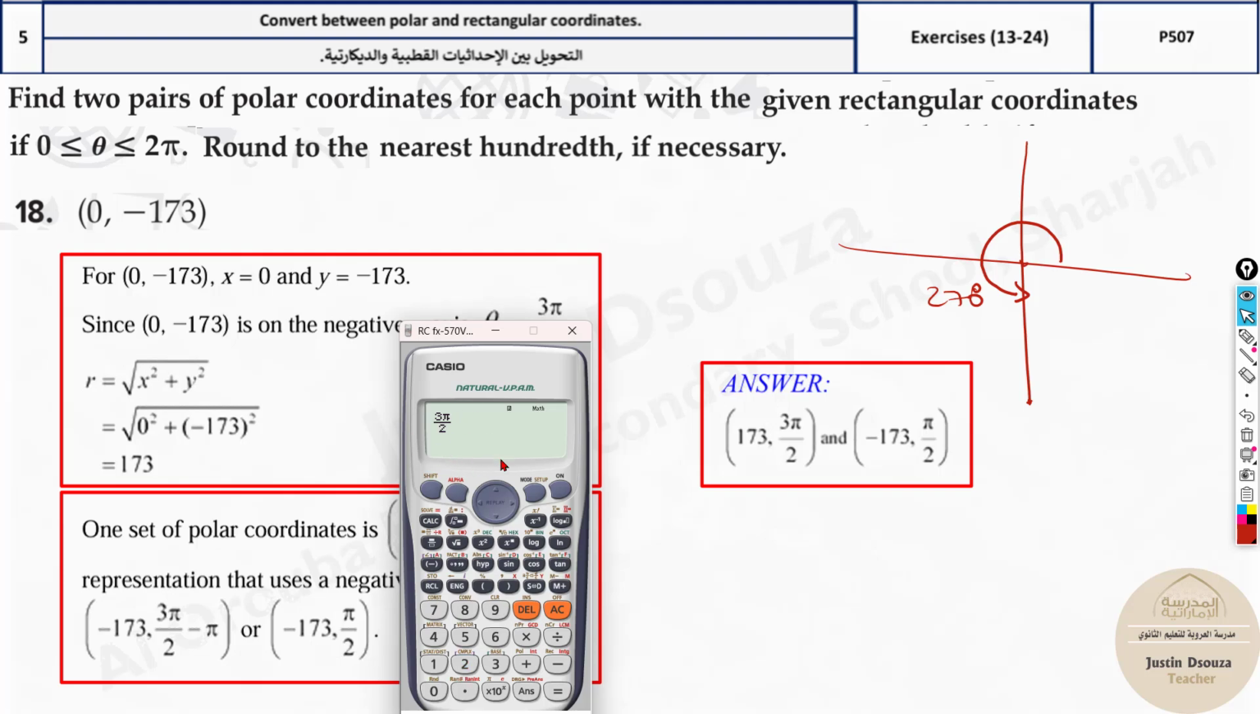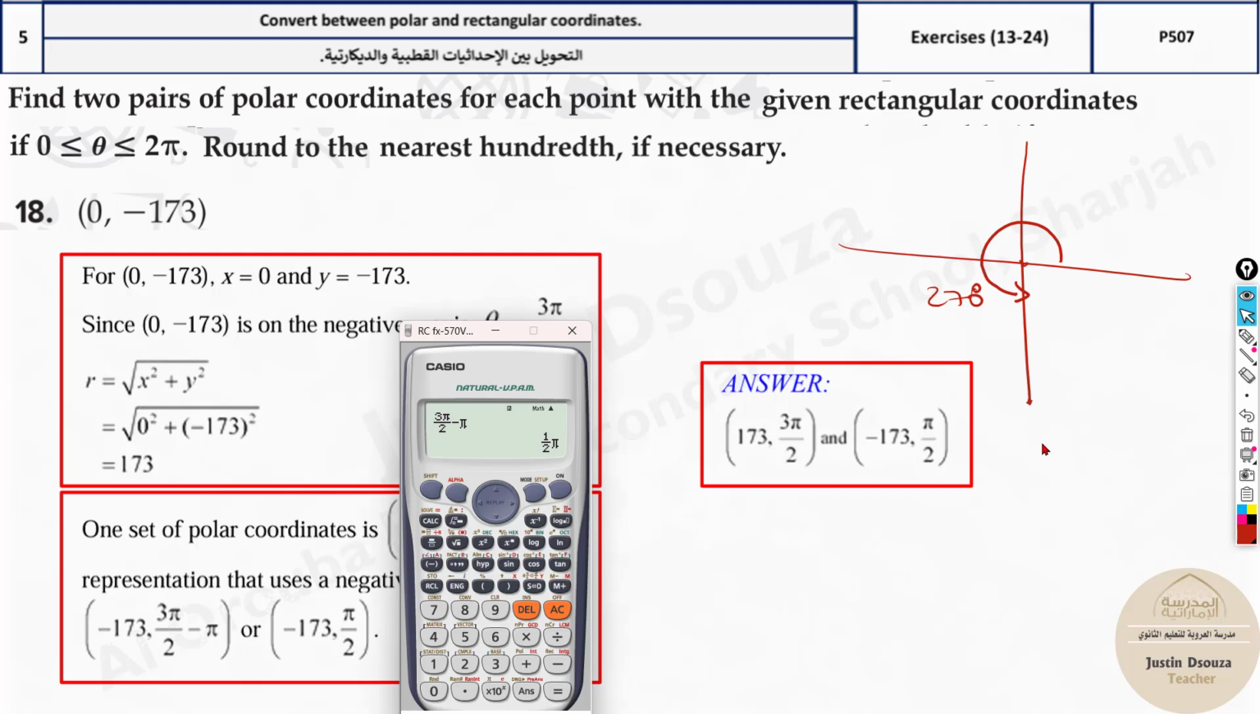Now 3 pi by 2, you need to add or subtract pi, right, to get the other answer. Let me add by pi. It exceeds 2 pi. Why? It's becoming more than 6.28. It is really 2.5 pi. It's exceeding this. So what you need to do is subtract by pi here. And now you get half pi. So this is the other answer.